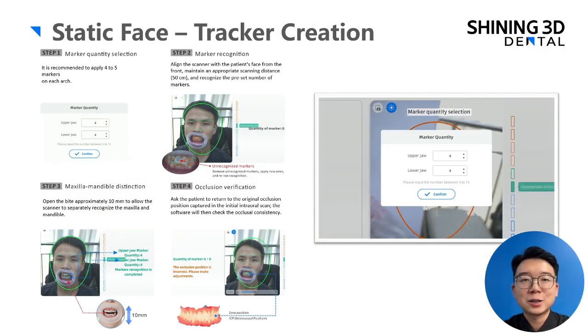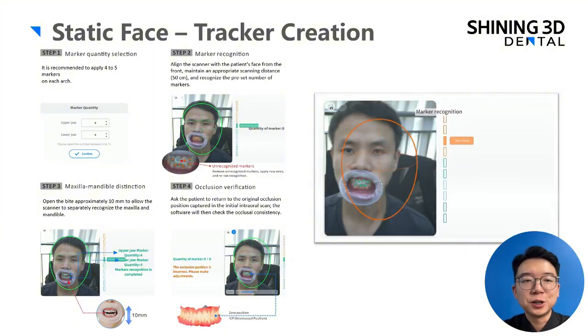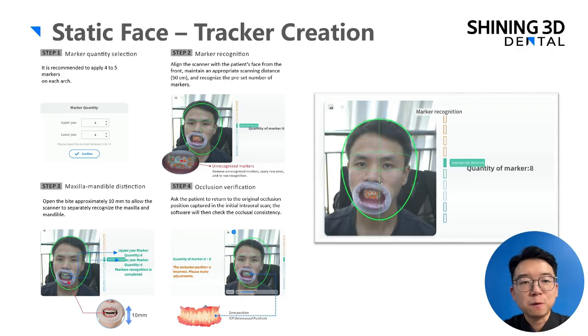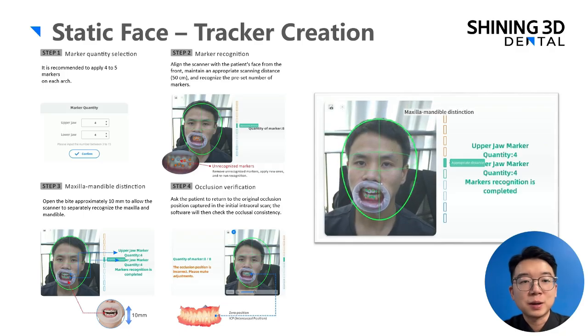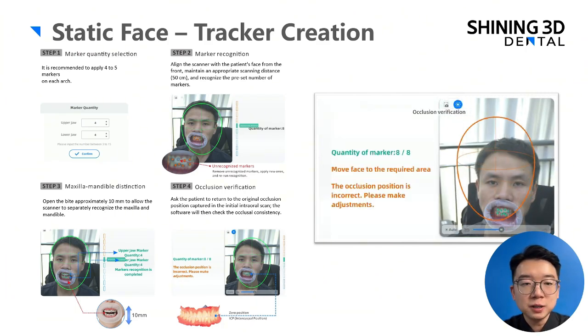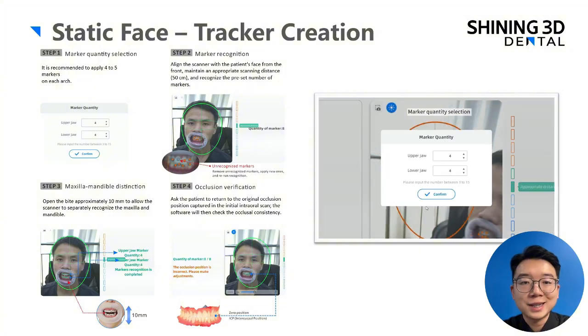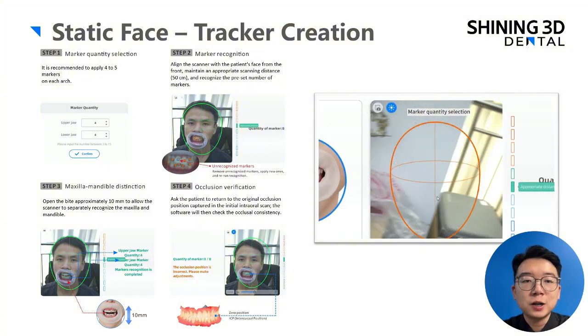Now we are entering the actual scanning steps. It is recommended to apply 4 to 5 markers on each jaw. So the first step, marker quantity selection, is recommended 4 to 5 markers, as we mentioned on the previous slide, and then choose the corresponding number that you want to put on the patient arch, like single arch, upper and lower separately. And for the second step, we will do a marker recognition.